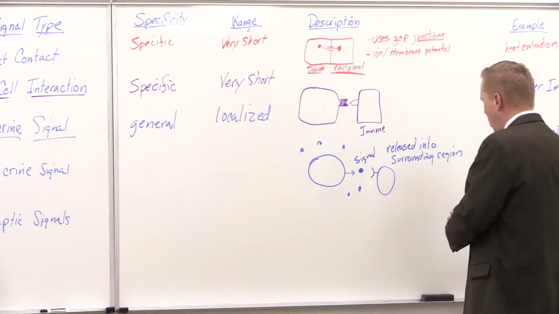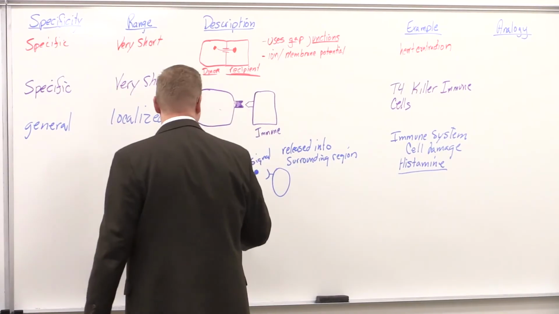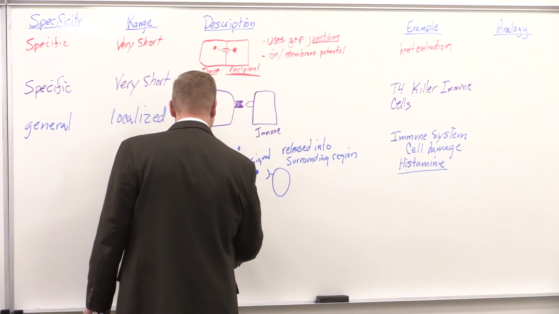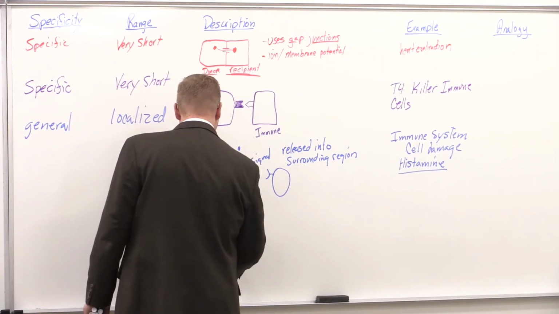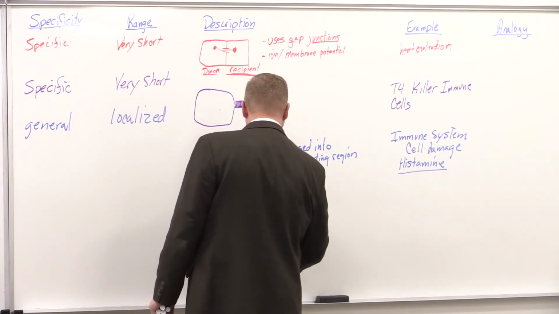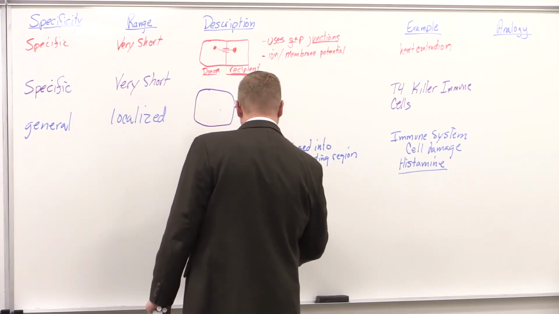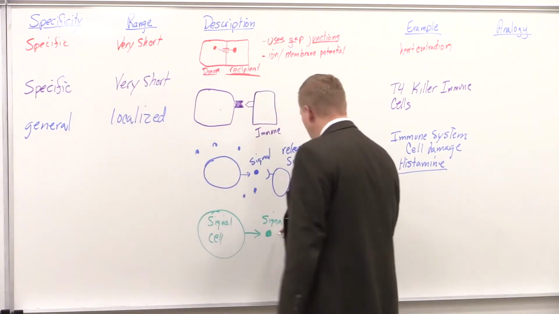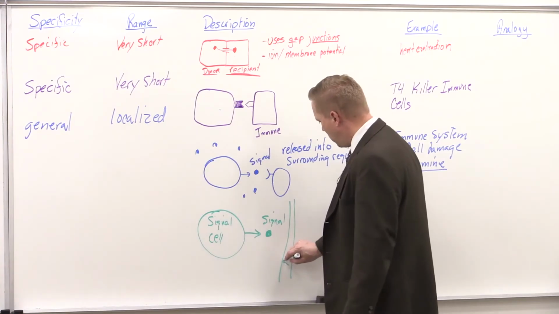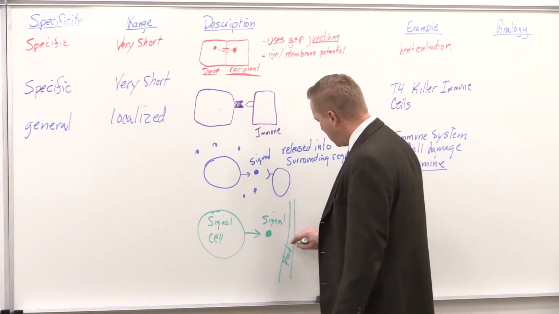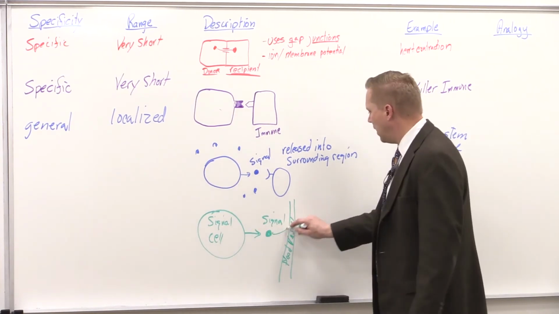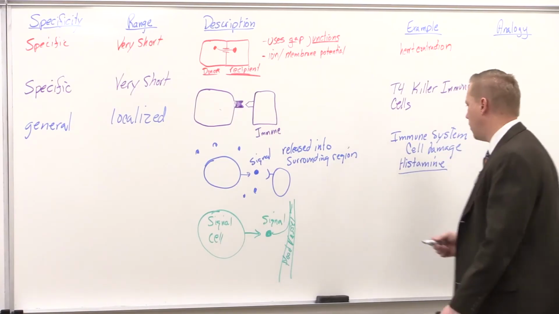And so for endocrine signals, here our signaling cell is going to release some kind of hormone or signal molecule. So there's our signal. And then that signal is going to enter into some kind of blood vessel or lymph vessel or duct of some kind. So we'll have a blood vessel here. And it has to enter into that blood vessel and then be carried to the rest of the body.